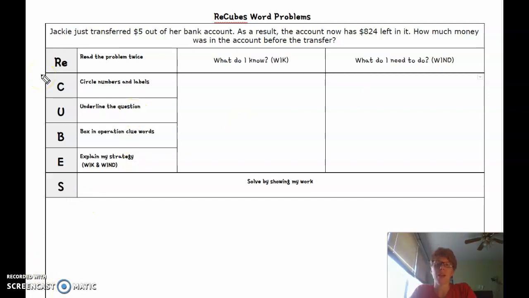Okay, so now that we have read the problem twice, we need to next circle the numbers and the labels. So I'm going to circle $5 and $824. Now the labels. We circled the $ sign along with the monies, the numbers, but I see the word money as well, so I think we need to circle that. Great.